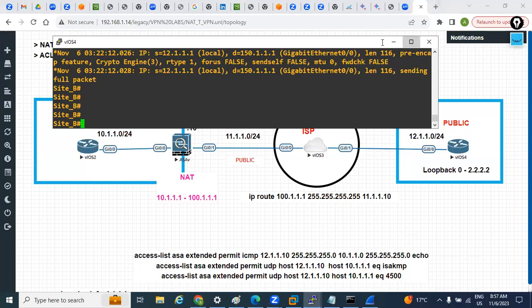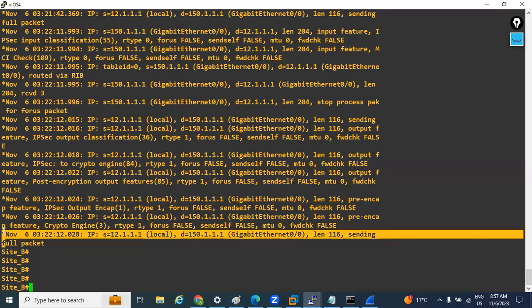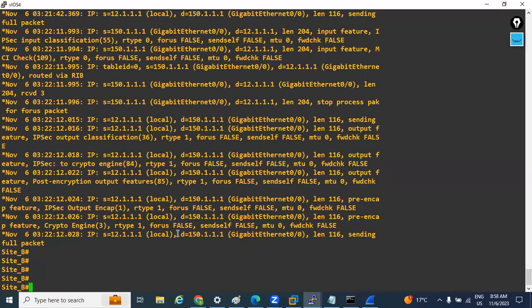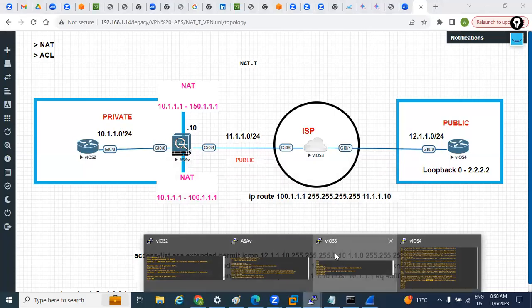Because what I can see here is that this device is just receiving. It's not able to send. It's not sending. Source IP 12.1, destination is 150. Oh, it's sending the full packet here. This is fine, destination IP 150.1. Destination is 150. And let me just check it on.